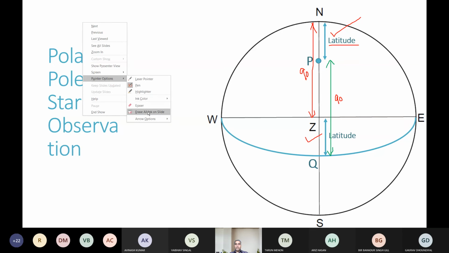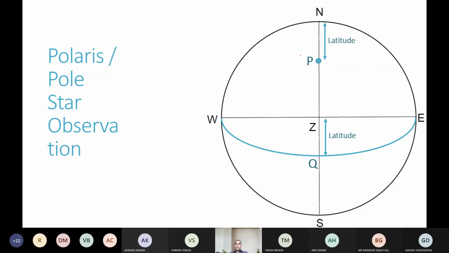Now, let me erase all the ink now. This means if with any method we are able to observe the north celestial pole in the sky, if we take its altitude, then immediately that altitude will give us our latitude. So if you can see the north celestial pole and you take its altitude, you will get your latitude immediately. No formula, no calculation, nothing is required.